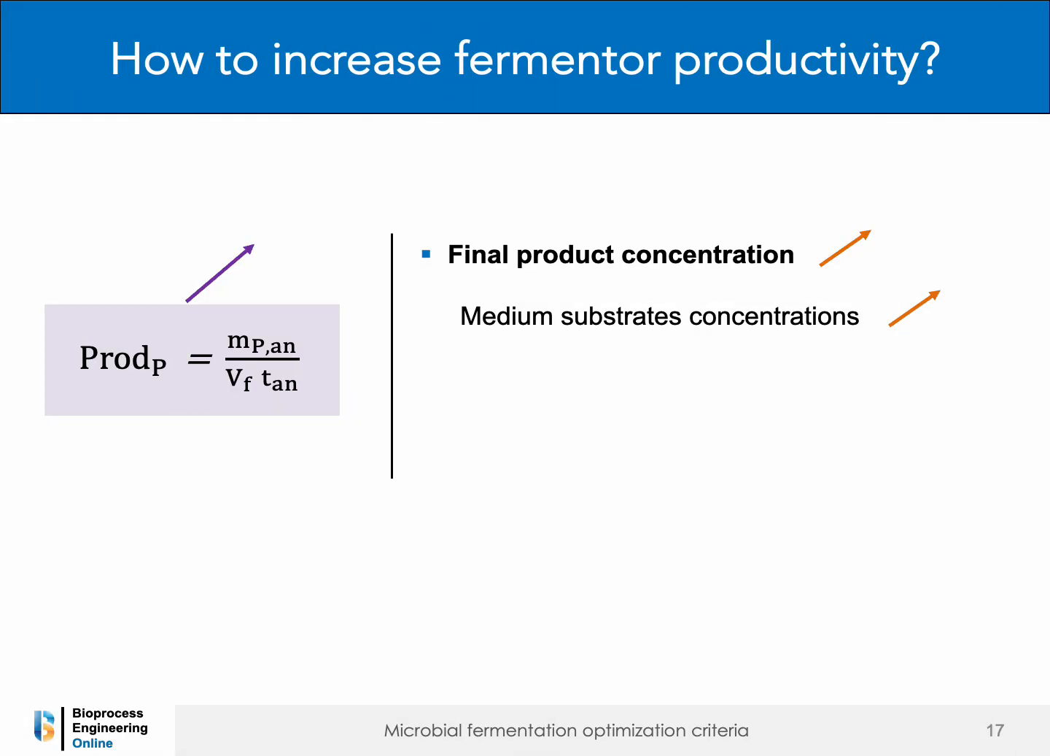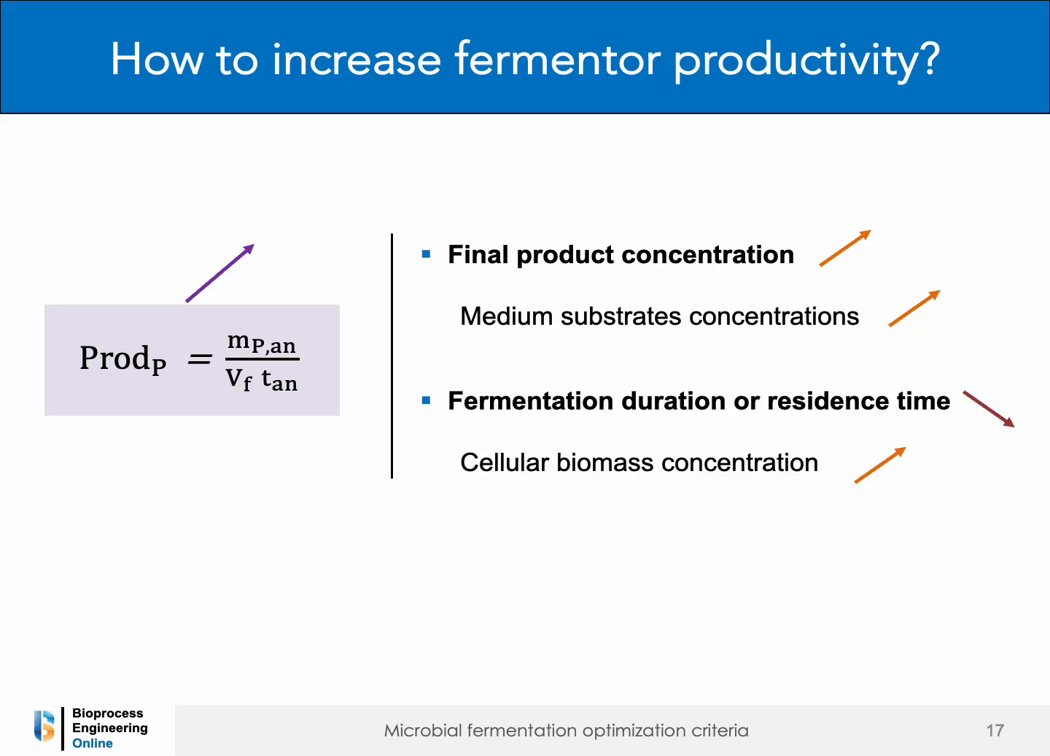How to increase the productivity of a fermentation? Fermentation productivity can be improved through two main approaches. The first approach is to increase the final product concentration at the end of the fermentation. This can be achieved by increasing the concentration of substrates in the culture medium, in particular the carbon source, provided that substrate inhibition or byproduct formation remain under control.